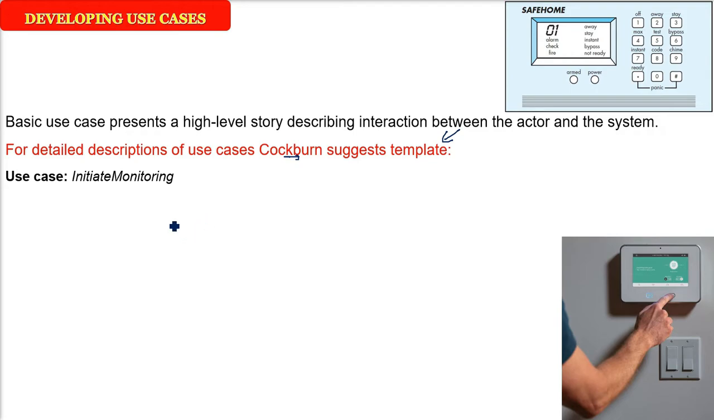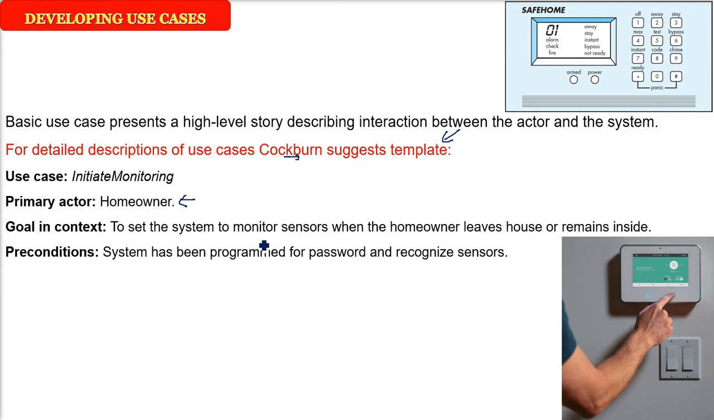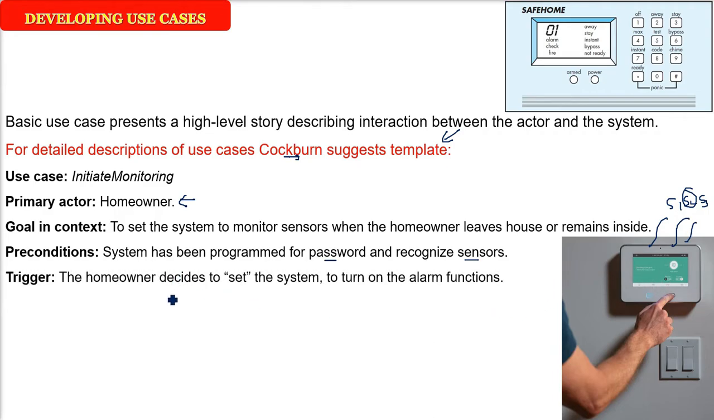The first is use case. You can name the use case, say initiate monitoring. Who is the actor? Primary actor. Of course, it will be the homeowner. What is the goal in context? He wants to set the system to monitor sensors when the user is inside or outside. What are the preconditions required? The password has to be there, because he will enter the password and all the sensors should be recognizable. Different sensors will be connected from here. That is how the safe home will work. So: use case, primary actor, goal in context, preconditions, and the trigger.